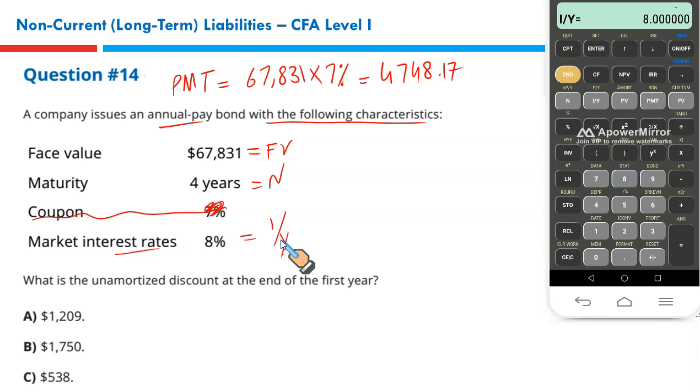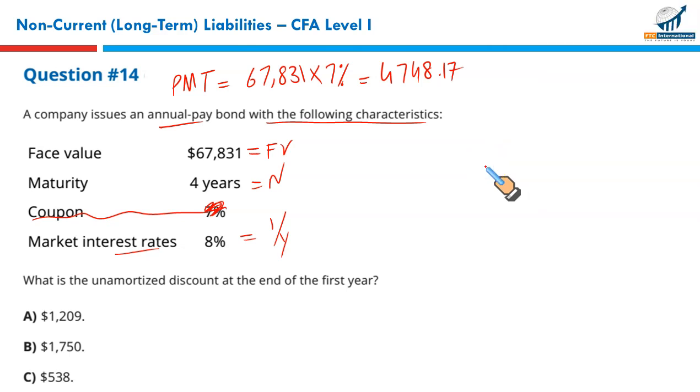Now, when I press CPT and present value, it will give me the present value of the bond at which we book the liability. It is 65584. Let me write it down. It is present value, 65584. Now, gentlemen, listen to me very carefully.